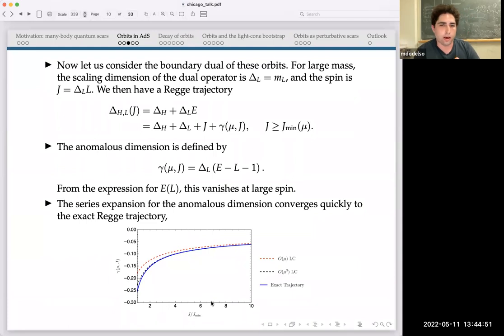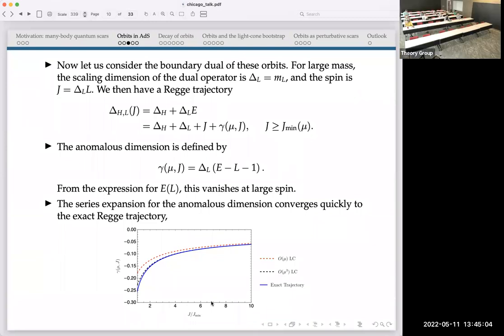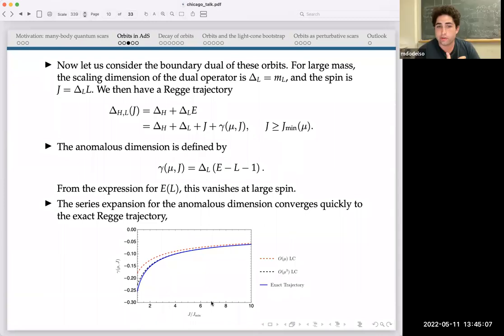So what's the boundary dual of these orbits? For large mass, the scaling dimension is equal to the mass, and the spin is the mass times the angular momentum. That means that we have a Regge trajectory, which is a family of operators parameterized by spin, whose dimensions are analytic in the spin, and it's given by this form. Here I just add the dimension of the black hole, which I call delta H, to the dimension of the orbit, and that's given by this.